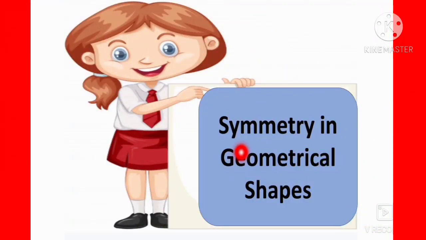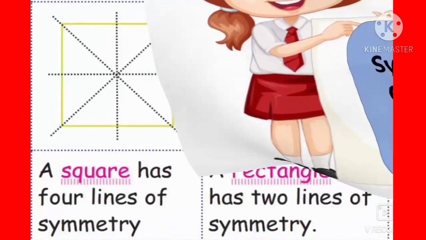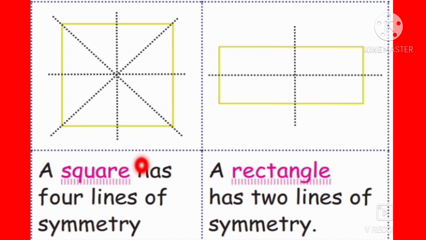Now let us see symmetry in geometrical shapes. Now in this first figure you are seeing which shape? Yes, it is a square. A square has 4 lines of symmetry. See, the first one is 1, 2, 3, 4. So, a square has 4 lines of symmetry.